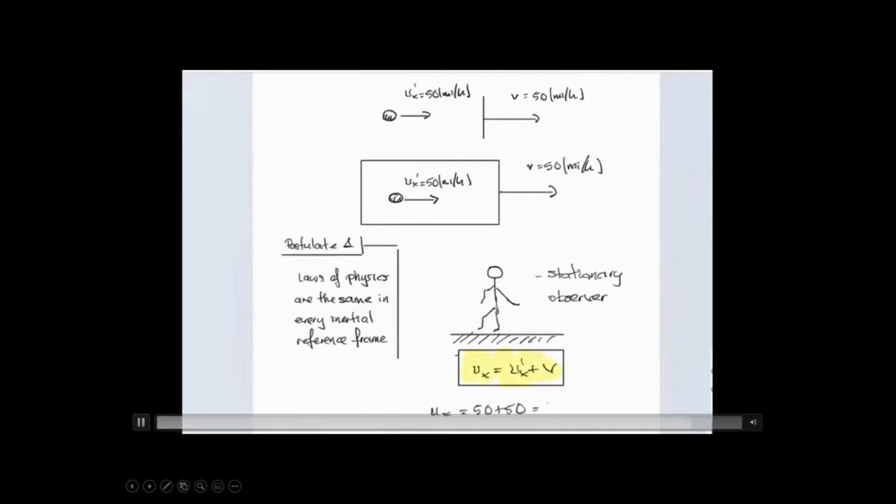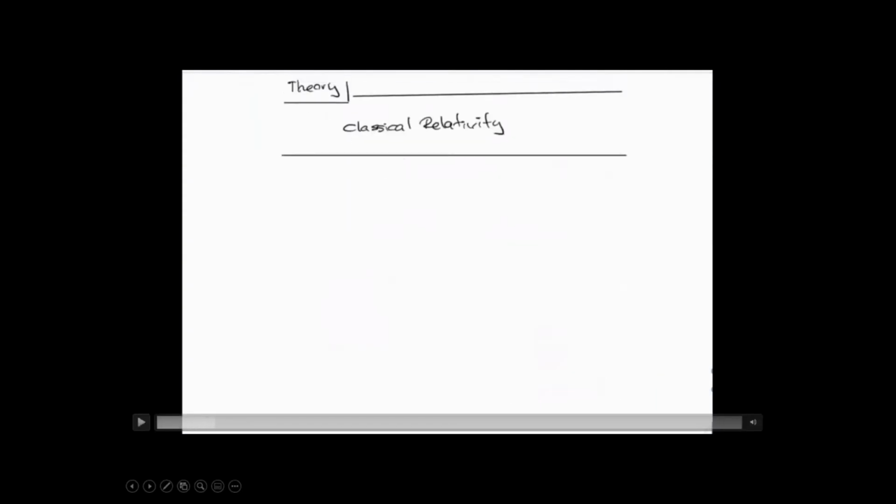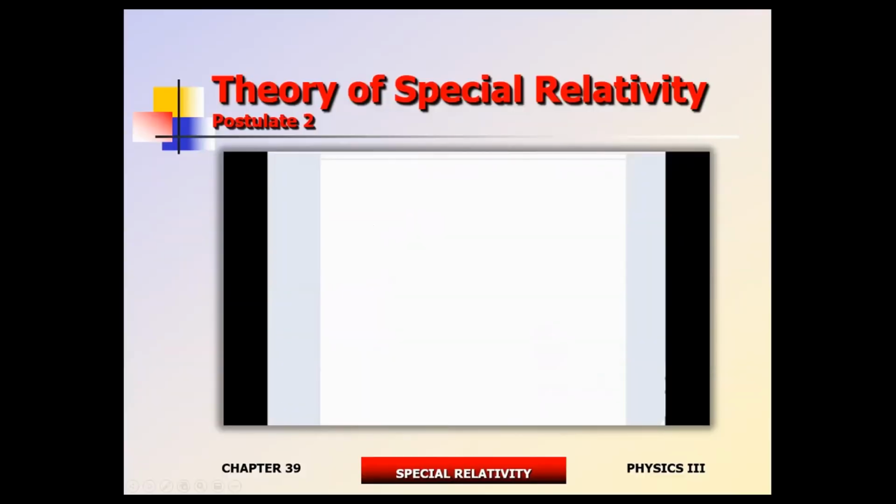Or instead of complicating it, commonsensically, the ball is moving at 50 relative to the bus, and the bus is moving at 50 relative to him. You're adding up the speeds. I'm using this so that you have an understanding of the symbols. u of x prime is going to represent the speed of an object that you're interested in relative to your moving reference frame. v is going to represent the speed of the moving reference frame relative to you, and u of x is going to represent the speed of the object of interest relative to you, in essence. So that's what it means. This is known as the classical relativity or Galilean transformations.